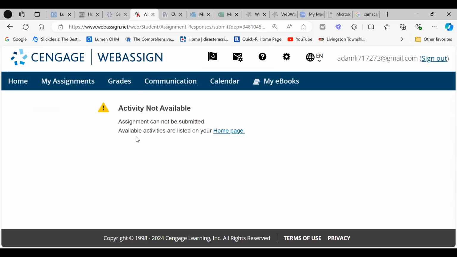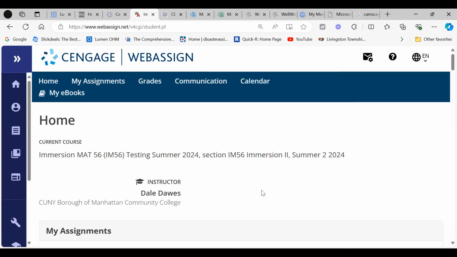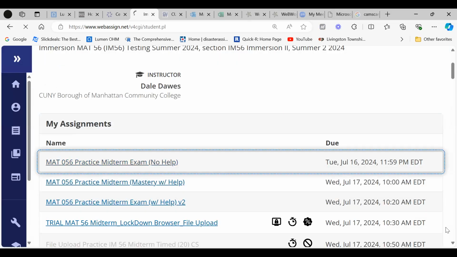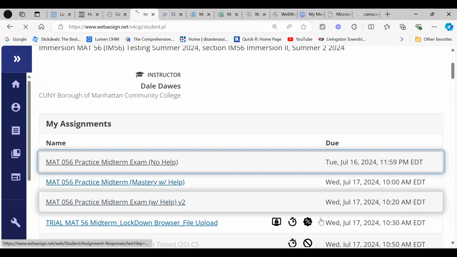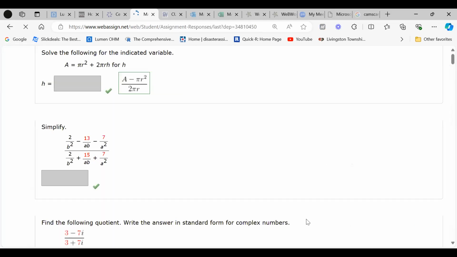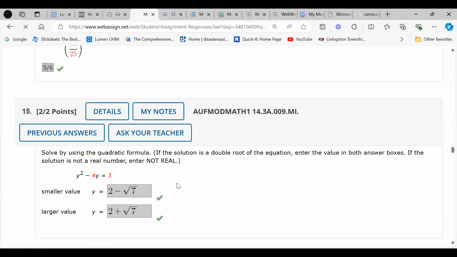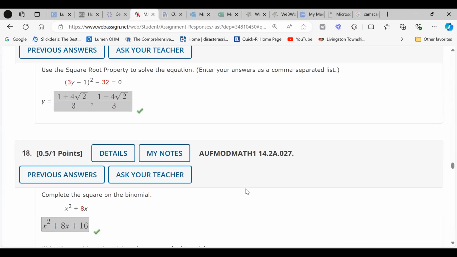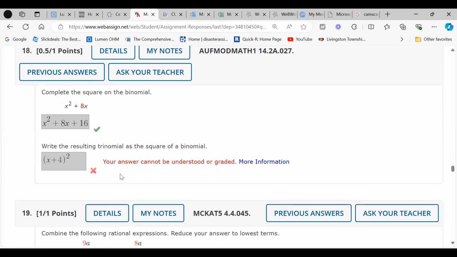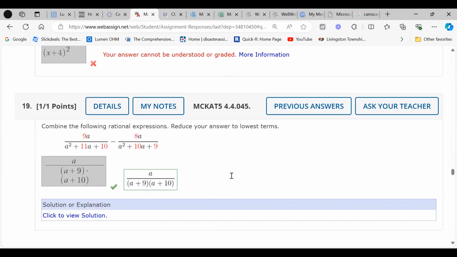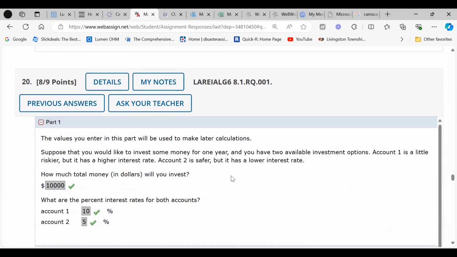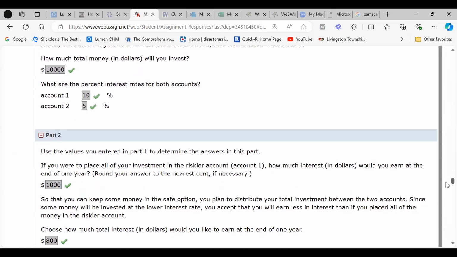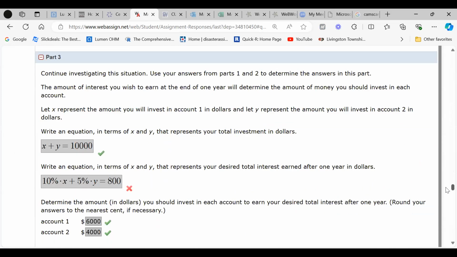Assignment cannot be submitted. Available activities are listed on the home page. Let's see what happens. Yeah, it's submitted. You see, it checked all the work we did. So it's perfect, right? Do we need to submit this again separately, or is that fine? You just submit it right now. You can submit it yourself as well on your part.